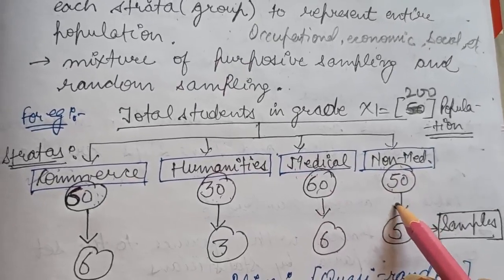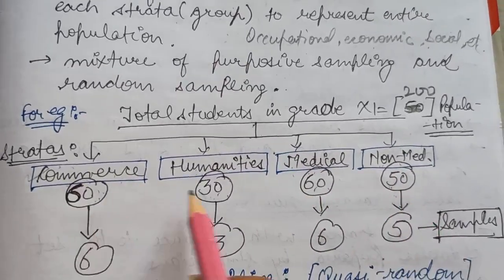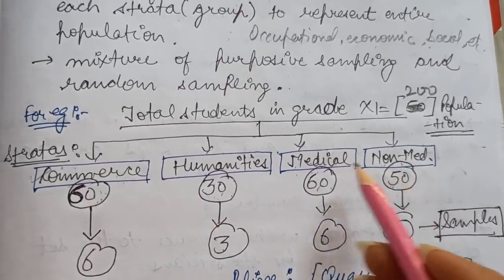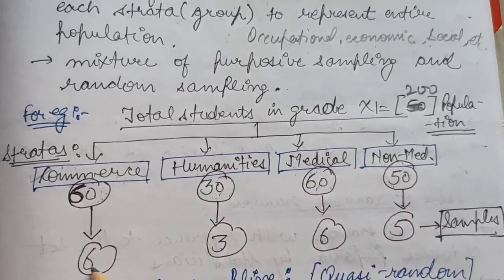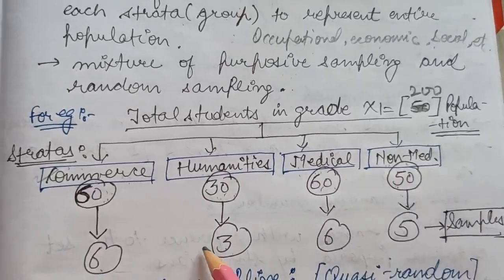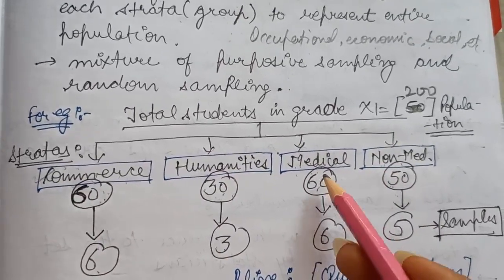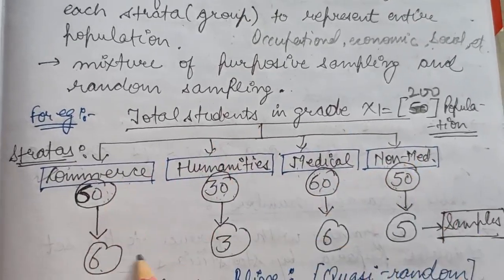So according to my purpose, I have made the strata or the groups, and from those strata I have done the random sampling of choosing the proportionate samples from the given strata. So this was the stratified sampling.